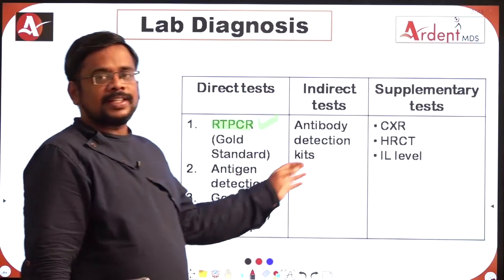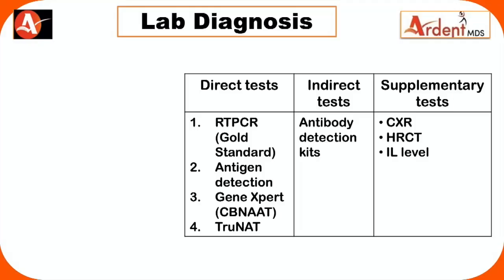There are three important tests done for COVID-19. One is a direct test, indirect test and supplementary test. In case of a direct test, the most gold standard test till now is RT-PCR, reverse transcriptase polymerase chain reaction. Apart from this, we can go for antigen detection test, GeneXpert test and a TruNAT test.